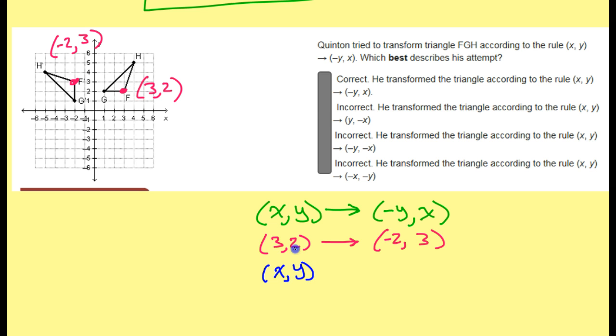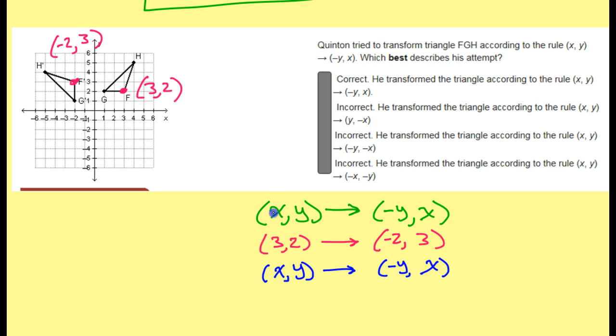Alright, so 3 and 2, that's like my X and my Y. First of all, did they switch places? Yes, (3, 2) to (2, 3). That means the X and Y are going to switch places. So I'm going to have a Y and then an X. Now, which thing changed signs? Did the X change signs? Nope, 3 stayed 3. Did the Y change signs? Yes, the 2 became a -2. So the Y should become a -Y.